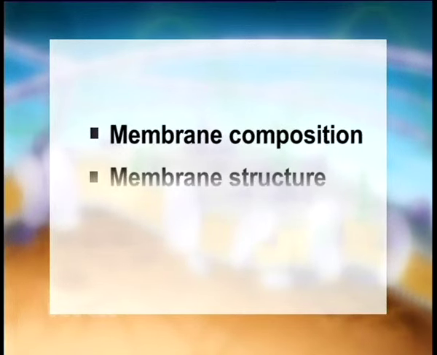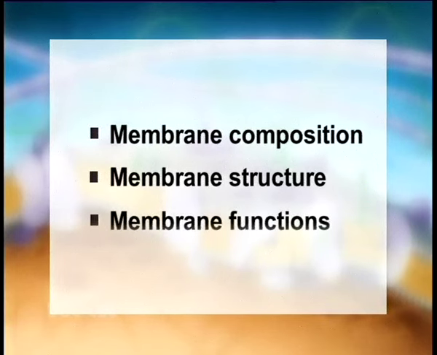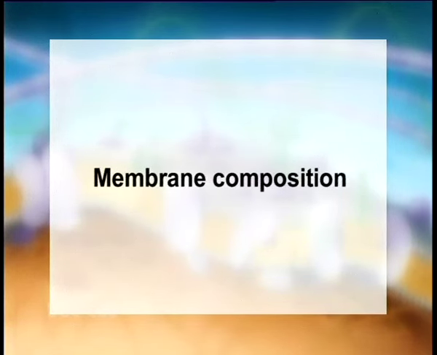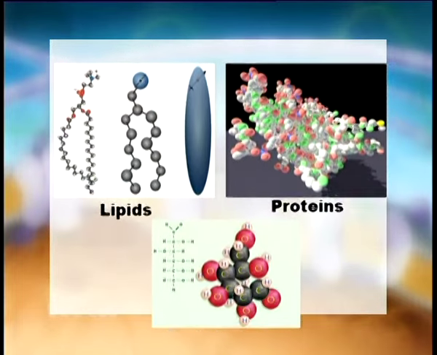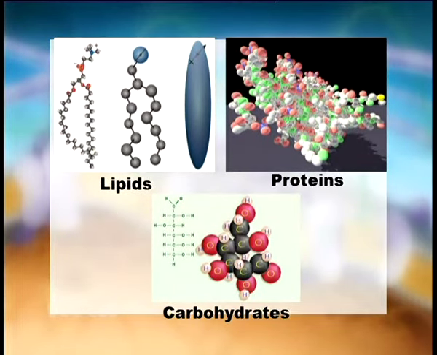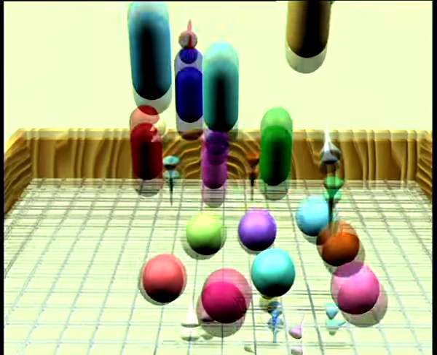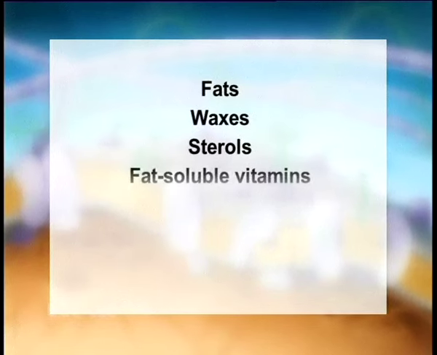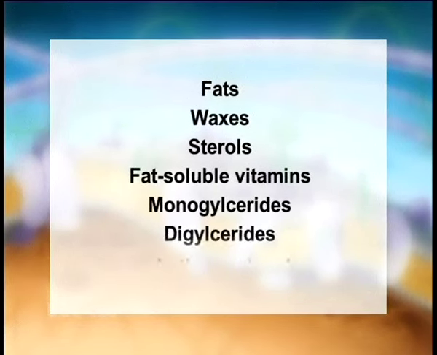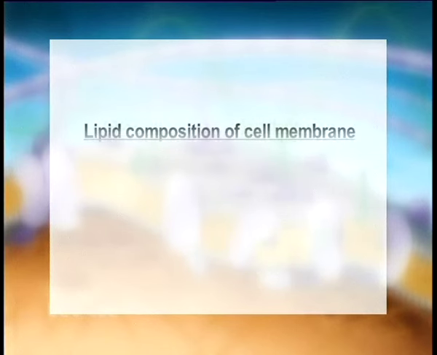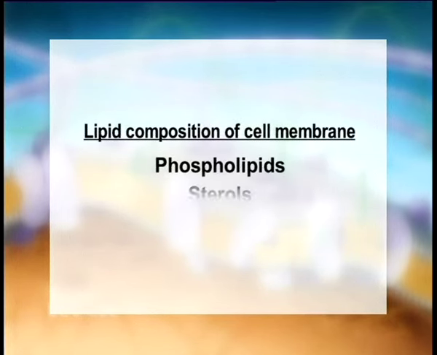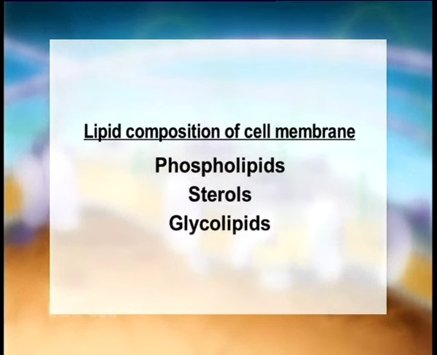The plasma membrane can be studied under three sections: 1. Membrane composition, 2. Membrane structure, and 3. Membrane functions. First of all, we will take up the membrane composition. The main components of the cell membrane are lipids, proteins, and carbohydrates. Lipids are a broad group of naturally occurring molecules which includes fats, waxes, sterols, fat-soluble vitamins, monoglycerides, diglycerides, and many other molecules. The lipid composition of the cell membrane includes phospholipids, sterols, and glycolipids.